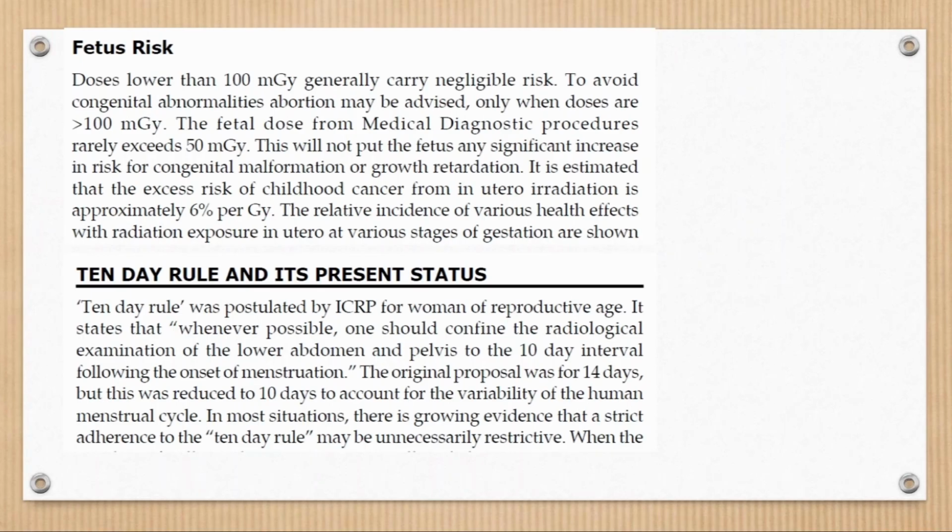Now, fetus risk. Doses lower than 100 milligray generally carry negligible risk. To avoid congenital abnormalities, abortion may be advised only when the dose received by a pregnant woman is greater than 100 milligray. The fetal dose from medical diagnostic procedures rarely exceeds 50 milligray. So this will not put the fetus at any significant increase in the risk of congenital malformation or growth retardation.